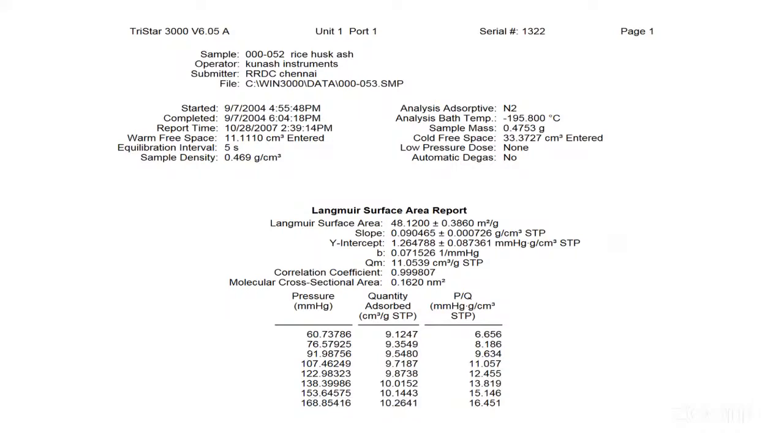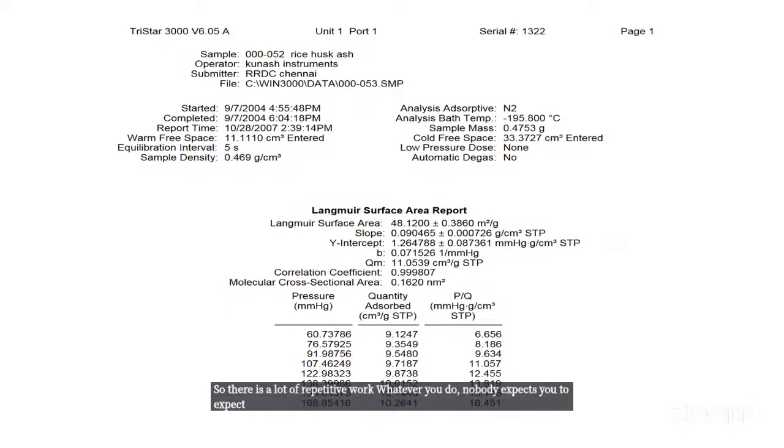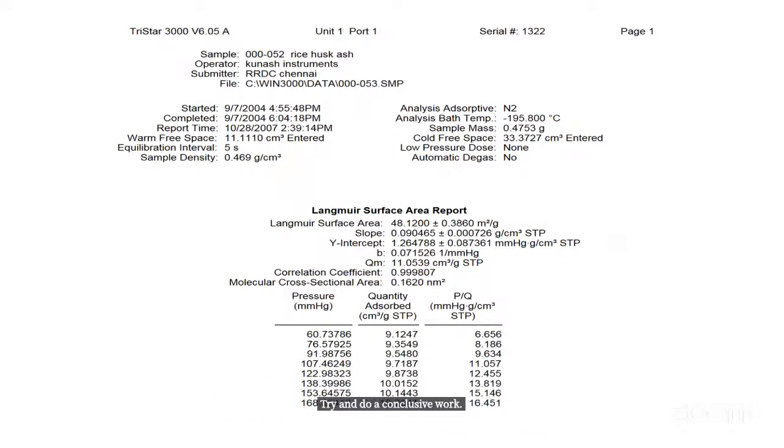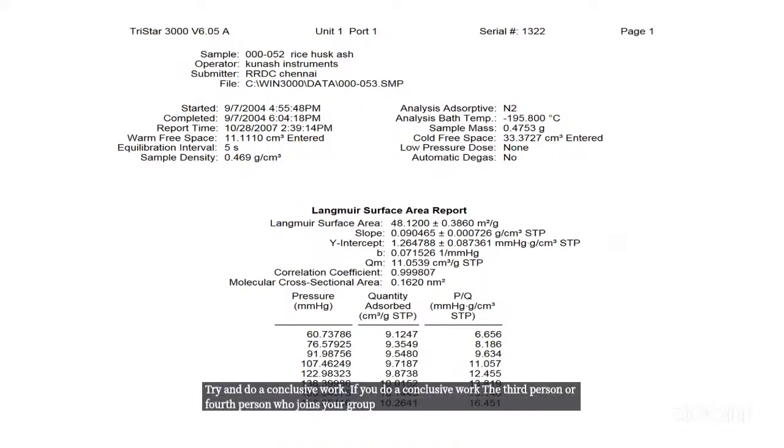Whatever you do, nobody expects you to do a very wide range of work for, let's say, your PhD. Even if you are limiting to certain materials, only 2 or 3 of them, try and do conclusive work. If you do conclusive work, the third or fourth person who joins your group knows that, okay, this is what I don't have to repeat. I will work on a different material. At least that much time can be saved.